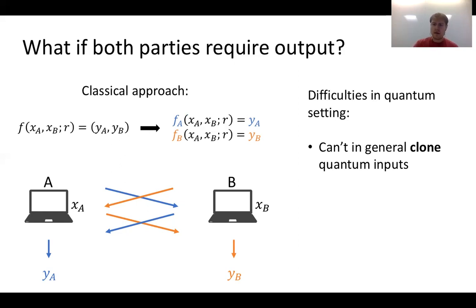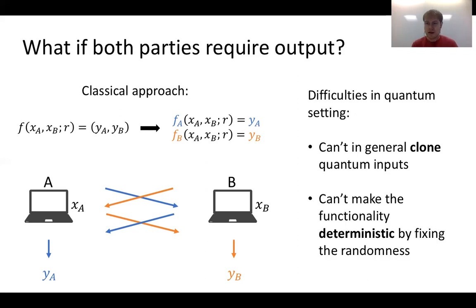And even worse, say that this functionality is randomized. What you're actually doing when you write it as two functionalities is fixing a particular random string, R, and then using that same random string in both of these, FA and FB. Because if you didn't do this, then these outputs, YA and YB, wouldn't be properly jointly distributed. So this relies on the fact that you can take a randomized protocol and make it deterministic by fixing the random string. And this is something that you just cannot do in the quantum setting, because maybe randomness is coming from measurement.